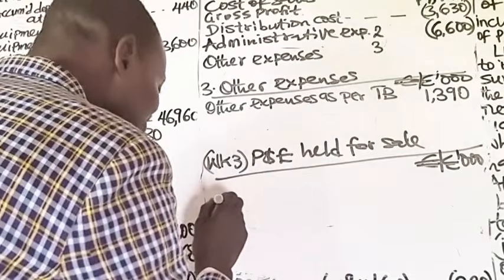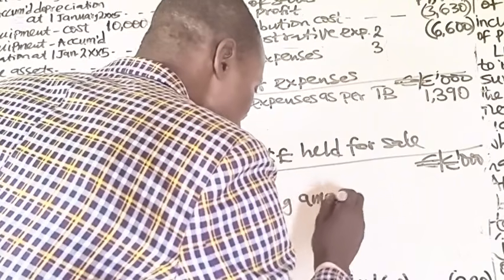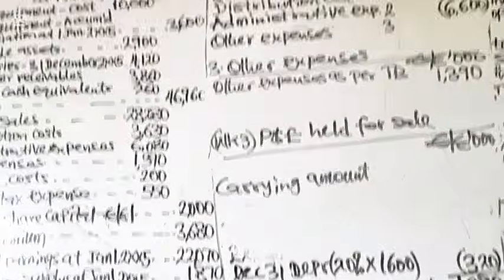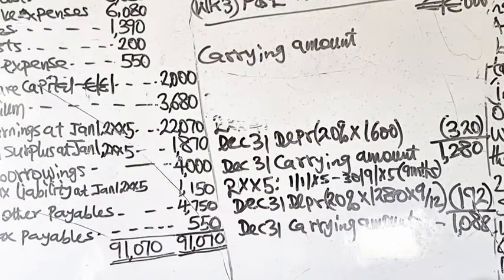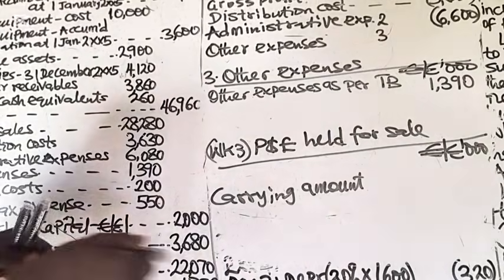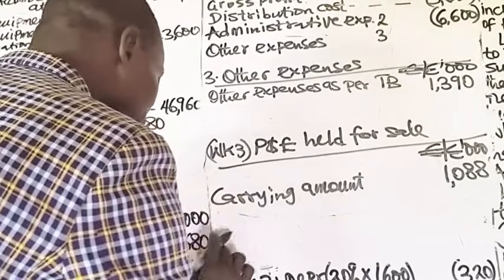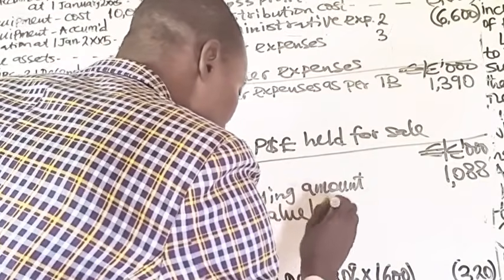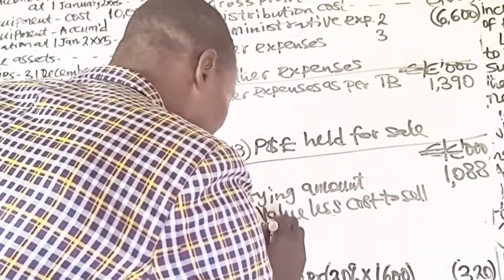The carrying amount of this plant and equipment has been measured from working 1, carrying amount. From working 1, the carrying amount of the plant and equipment, which is to be reclassified as held for sale, amounted to 1088. Now, you are given the fair value less cost to sell. That is the net realizable value.